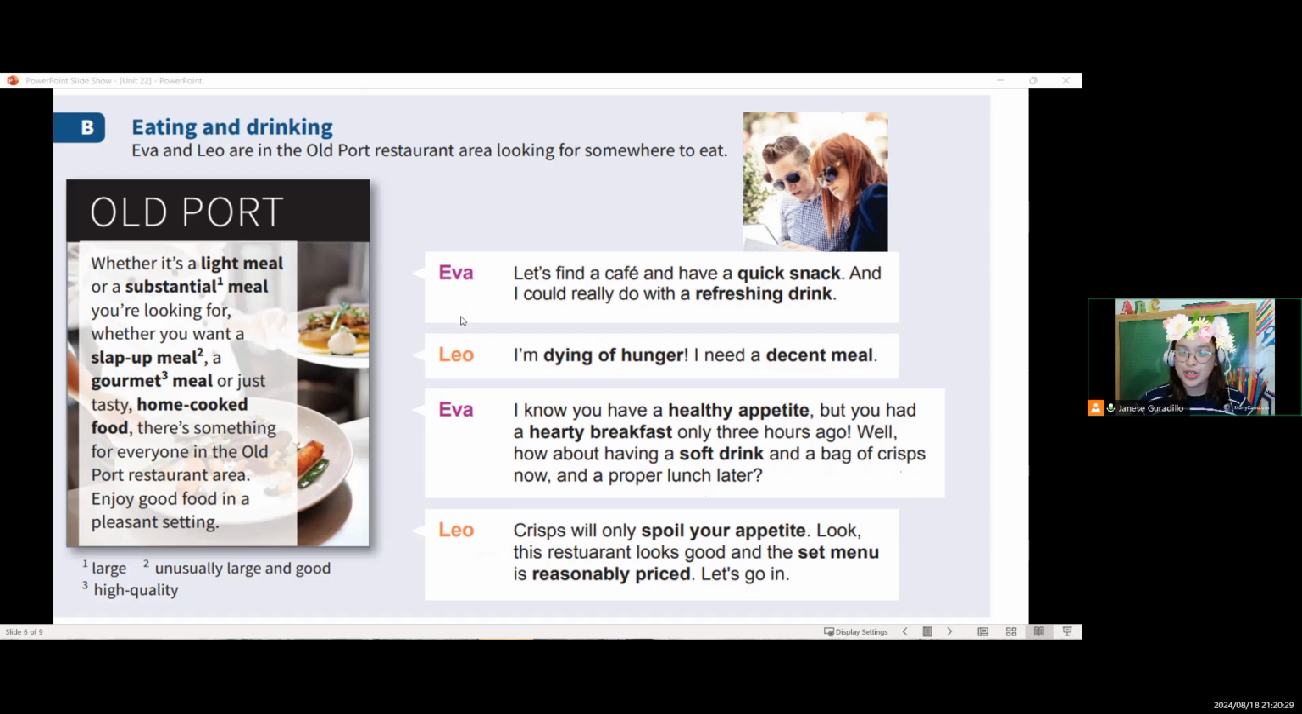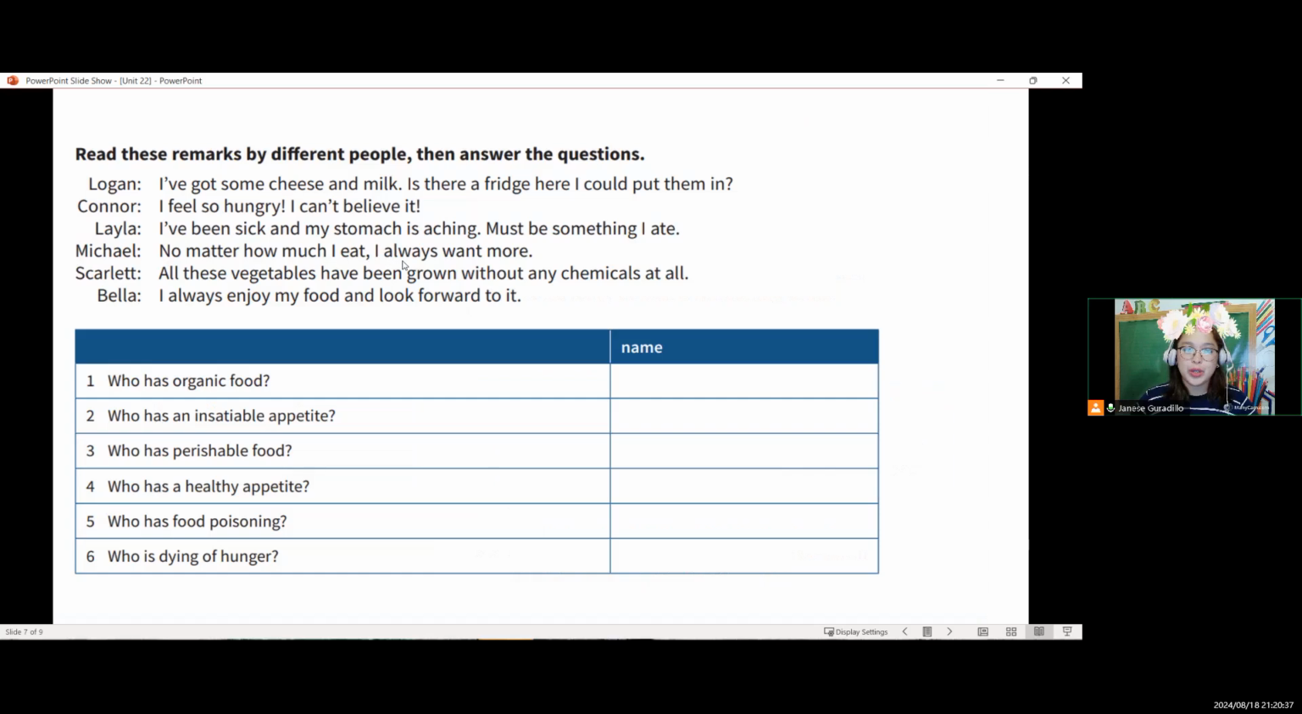So here, again, you remember all these bold collocations. And if you have free time, you try to make them into sentences. Okay? Now let's move on. So read these remarks by different people, then answer the questions. I will read them for you.